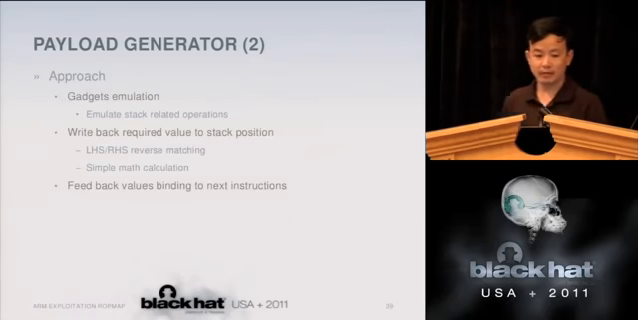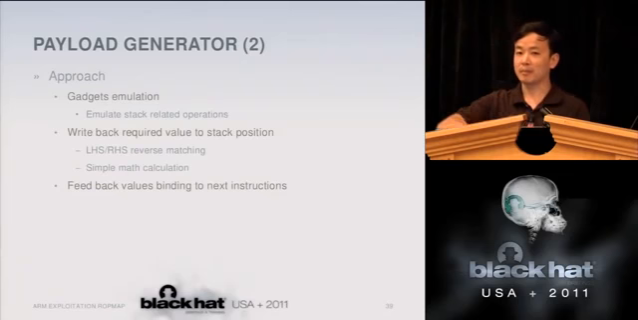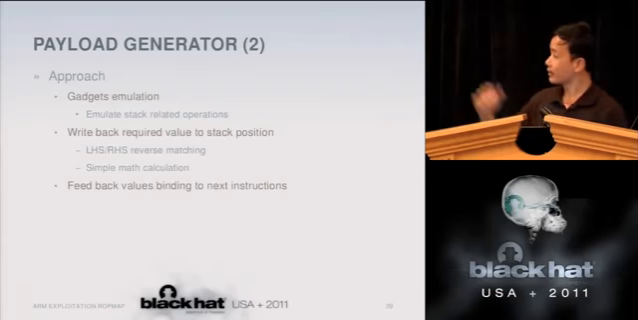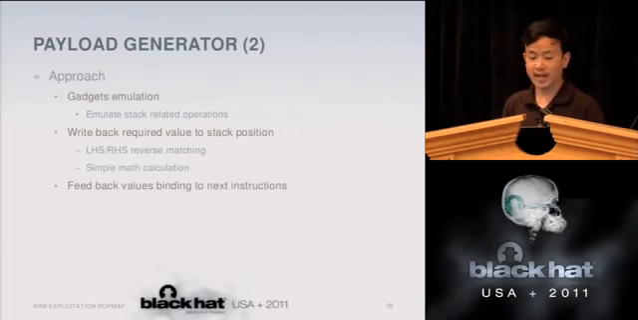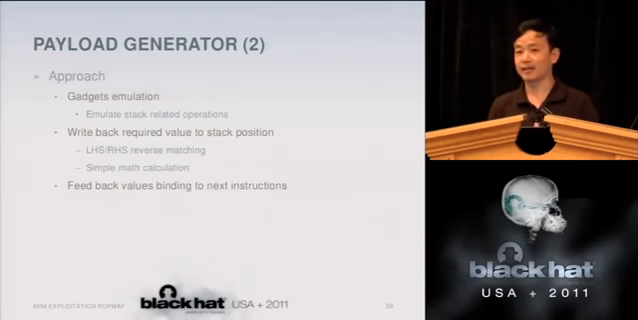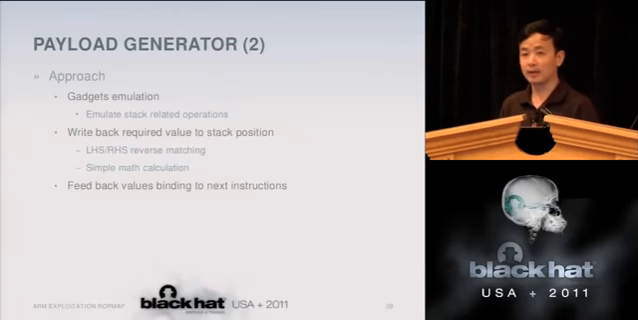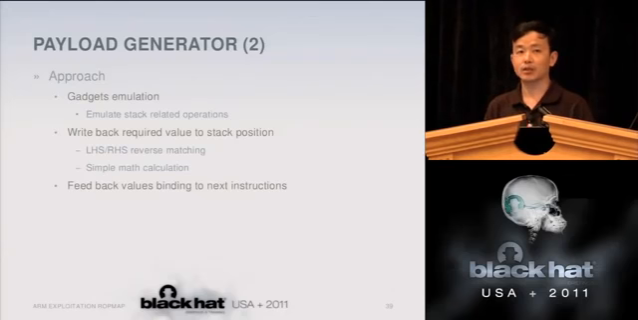In order to do that, we do a revert process. We do the pair matching from the bottom up, so from the last gadget instruction up, and just do some simple math calculation. For example, if you write to R4 plus 16 with value 10, then on the stack you just subtract it. And we do the value binding feedback to the next instruction, so if there is some duplication, the value is still correct.